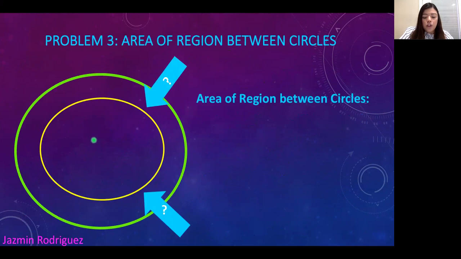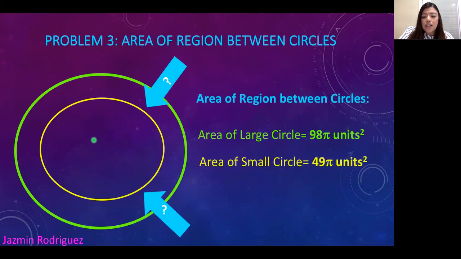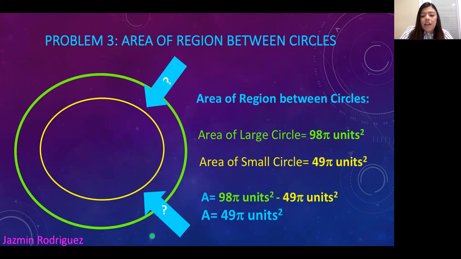In order to do so, we're going to take our area of the large circle and subtract the area of the smaller circle. Whenever we do so, we're going to get 98 pi units squared minus 49 pi units squared, and that's going to give us 49 pi units squared. So that is going to be the area of the region between these two circles.